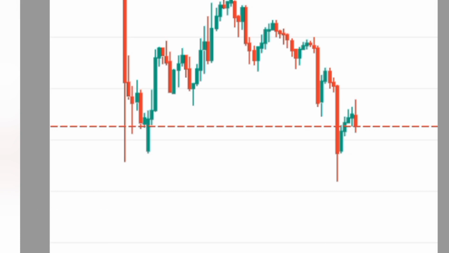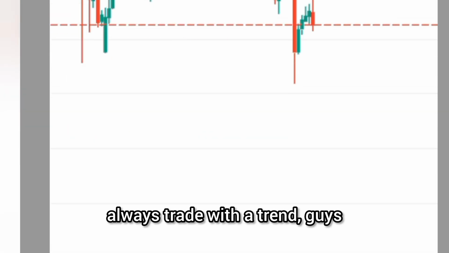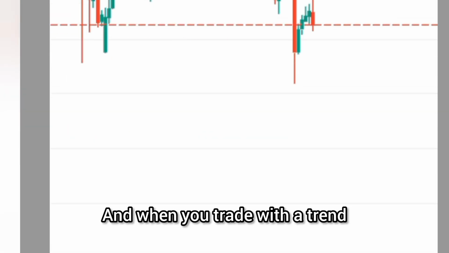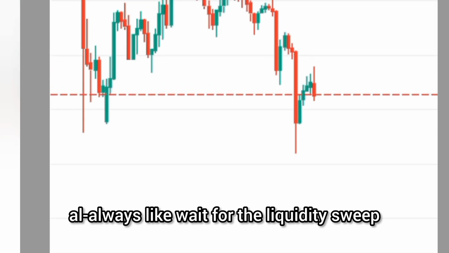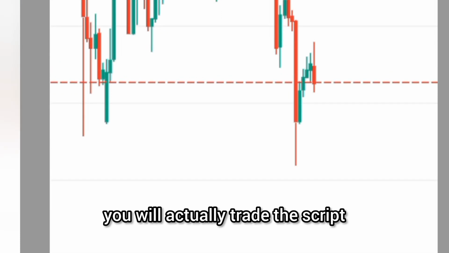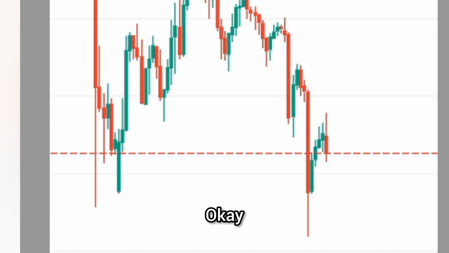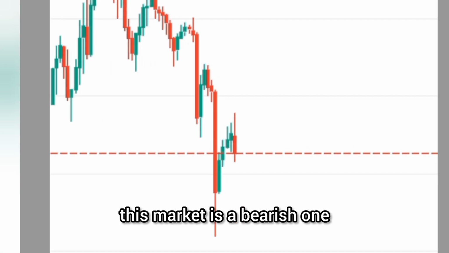the market. Okay, so now to get sniper entries on gold, always trade with the trend, guys. And when you trade with the trend, always wait for the liquidity sweep. When you wait for the liquidity sweep, you will actually trade the script. You trade the script of the market.